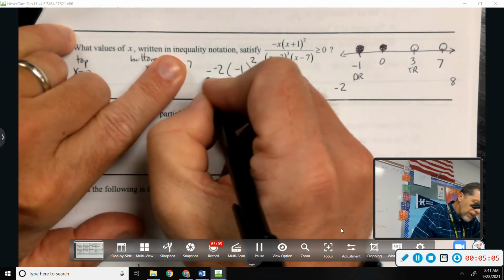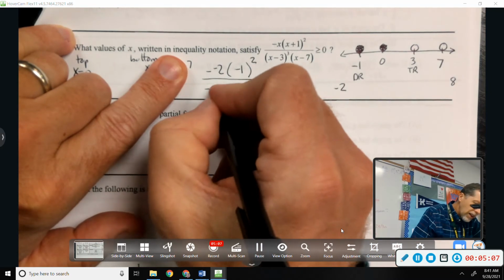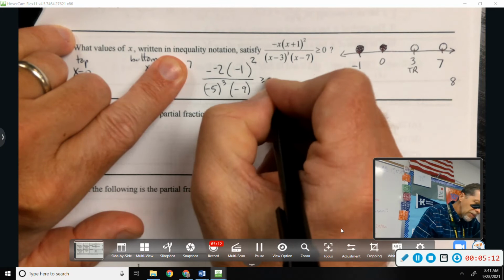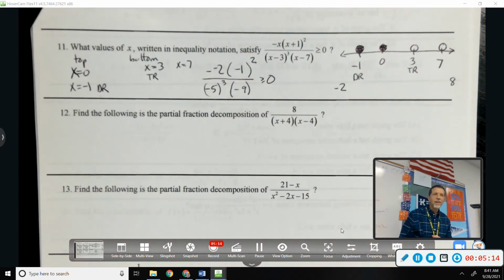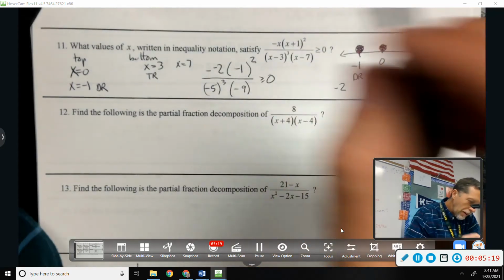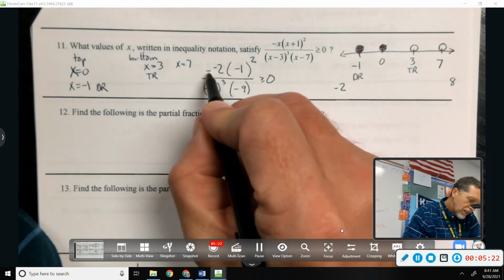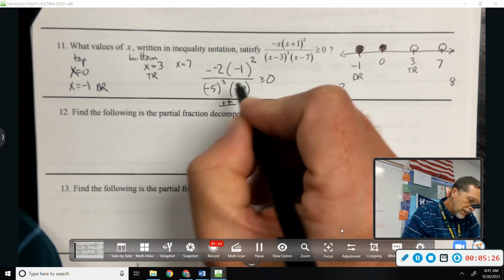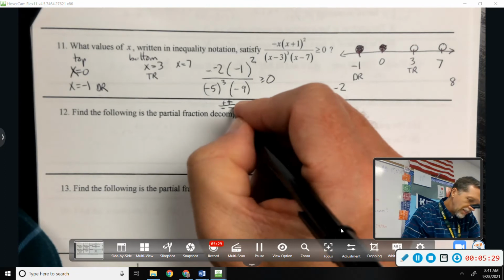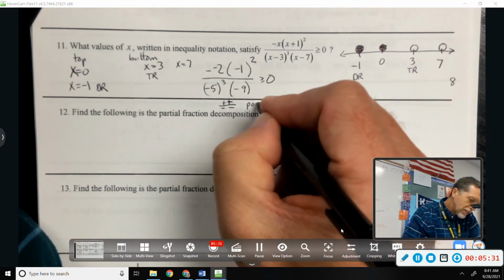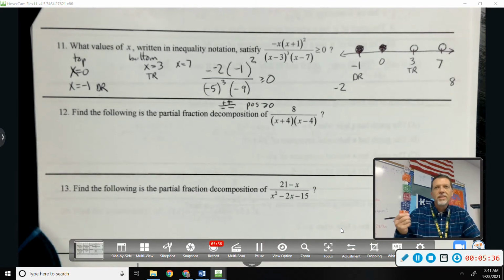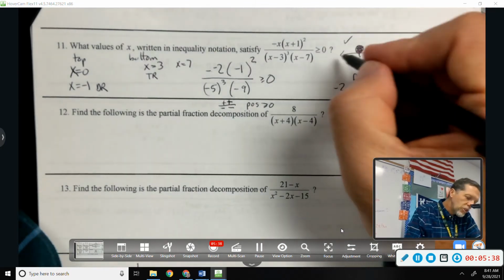Negative 1 but squared, negative 5 cubed, and negative 9. And we want to know if that's greater than or equal to 0. That's a whole bunch of negatives to worry about. So the top is positive, positive, and the bottom is negative, negative. So positive number greater than or equal to 0. True or false? Yes. So I will shade there.